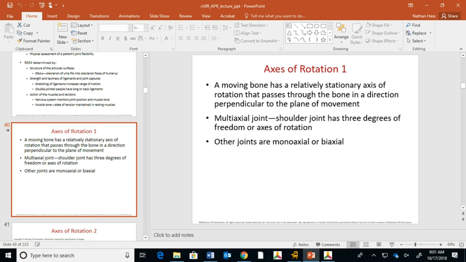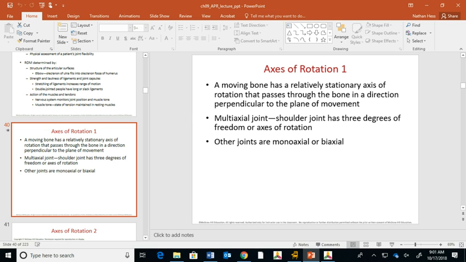As we talk about these 6 types of synovial joints, one of the key points that you'll see us keep coming back to are the axes of motion. Because it's one of the ways of defining what type of joint it is based upon how it moves. Okay? So, a moving bone has a relatively stationary axis of motion that passes through the bone in a direction perpendicular to the plane of motion.